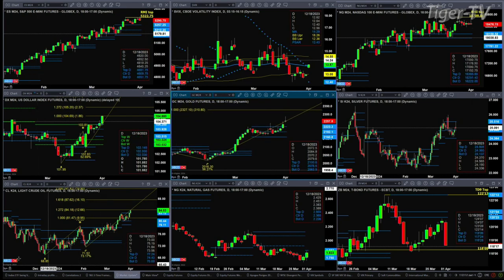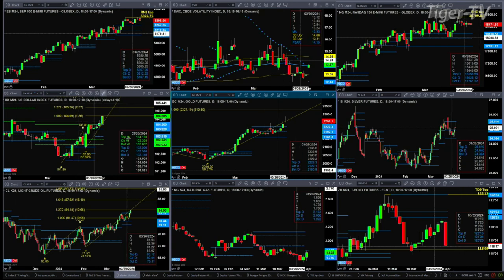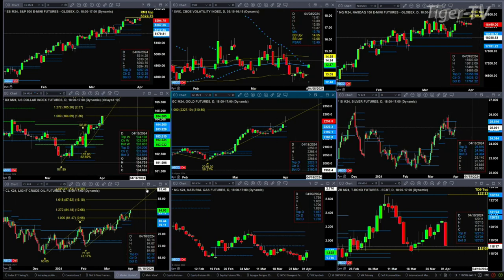If we take a look at light sweet crude, it's trading above the top of its daily profile. It's trading into the 1 to 1.272 level of its A to B equals CD pattern, and it is negating its sell the D point pattern. Looks like light sweet crude wants to continue to motor higher. Its next price projection level, assuming it can get past the 84.20-ish level, is 87.62.